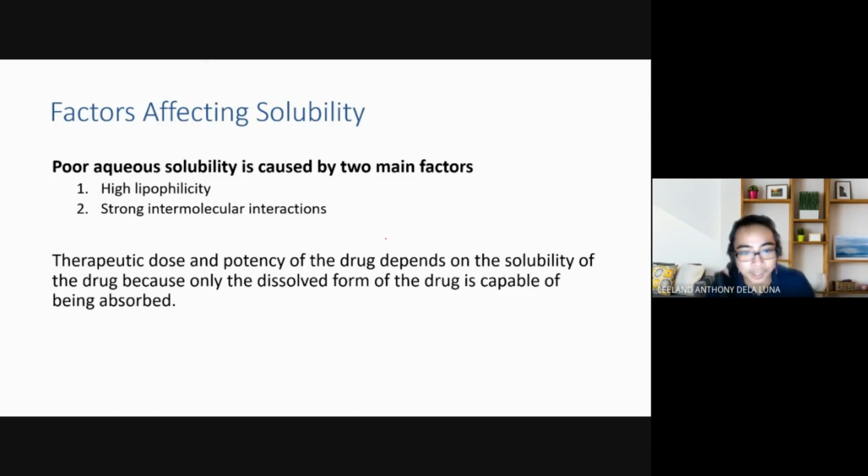So, therapeutic dose and potency of a drug depend on the solubility of the drug because only the dissolved form of the drug is capable of being absorbed, obviously. Kaya nga, class, you'll learn more about this in pharmacokinetics. Pero basically, class, ano ba dapat ang property ng gamot ko para ma-absorb siya into my body? Should it be lipid-soluble or water-soluble? Generally speaking, dapat ano ang property ng gamot ko? Is it lipid-soluble or water-soluble para makapasok sa loob ng katawan ko?